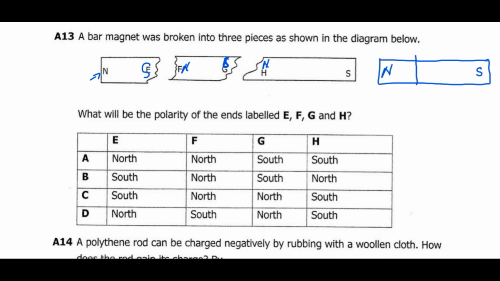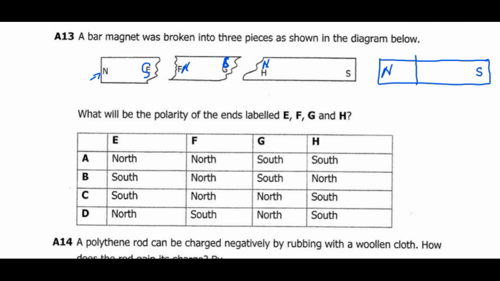F is north pole. So south pole, north pole, south pole, north pole, no. So south pole, north pole, north pole, south pole. Our E is south pole. Our F, north pole. Our G can't be. G can't be. So our E is the south pole.